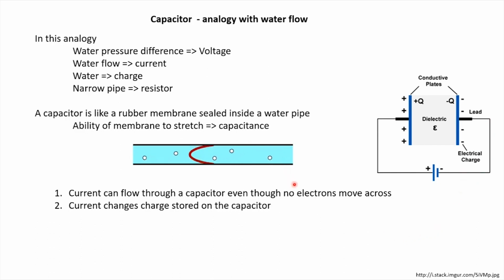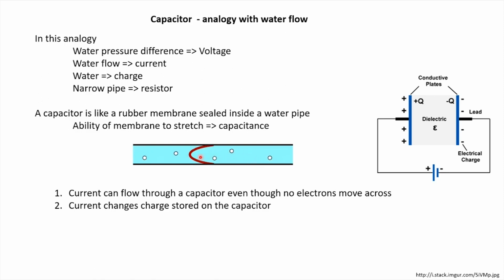And as the charge moves and as water molecules move in this case, you get water molecules accumulated on the membrane, and similarly you get charge accumulated on this capacitor. So you get positive charge accumulated here and negative charge accumulated here. And as this charge accumulation keeps on happening, the membrane keeps on stretching more, and the more it stretches, the more opposite pressure it would apply on the water molecules.